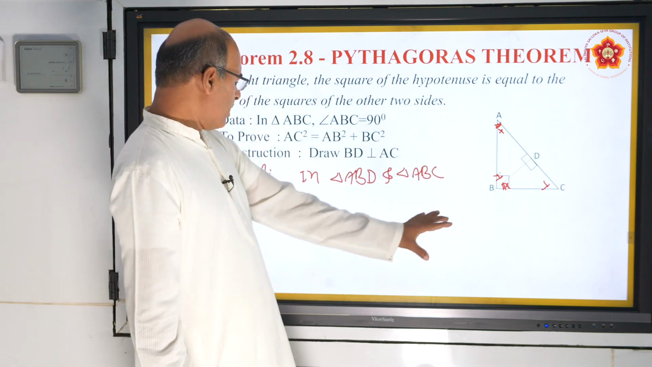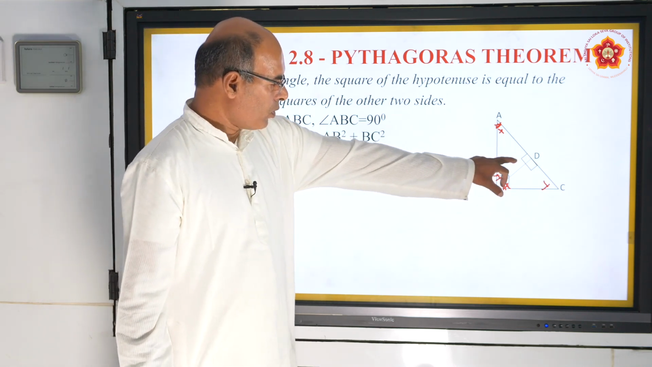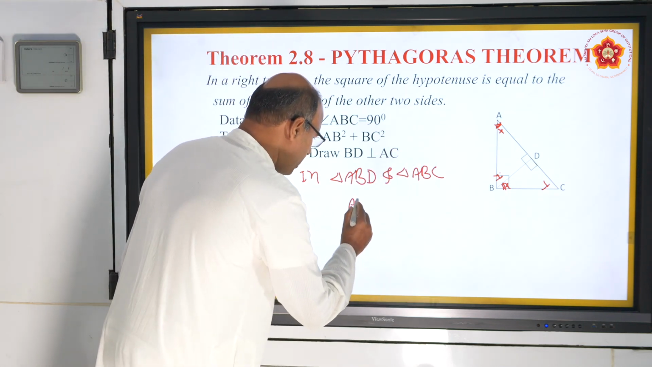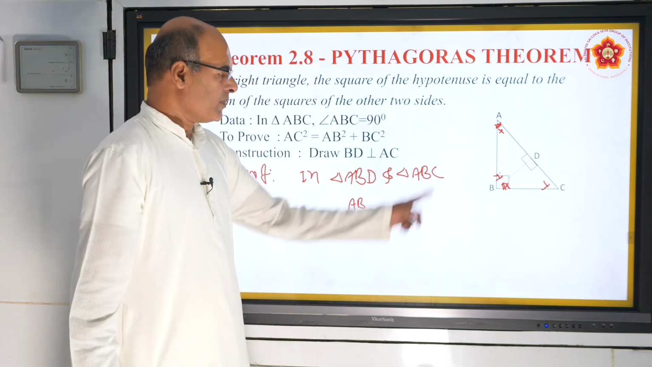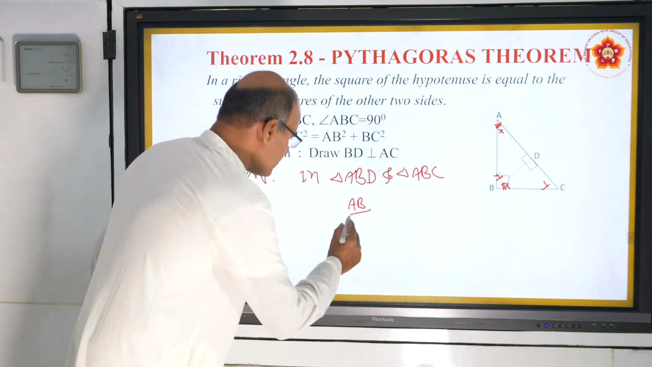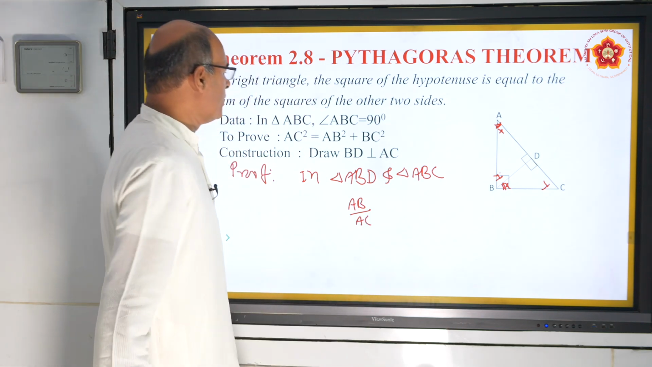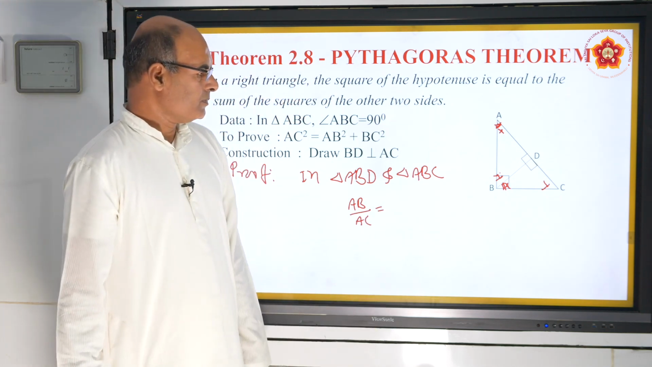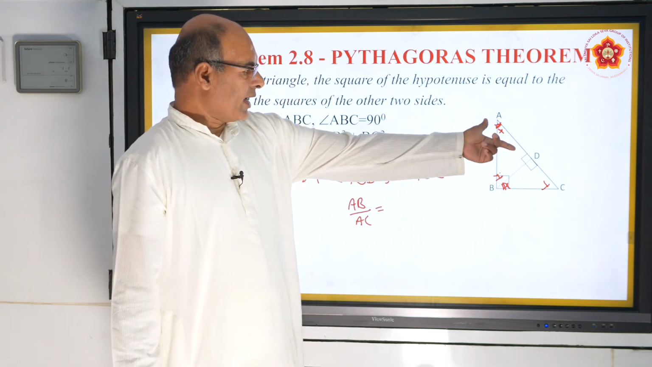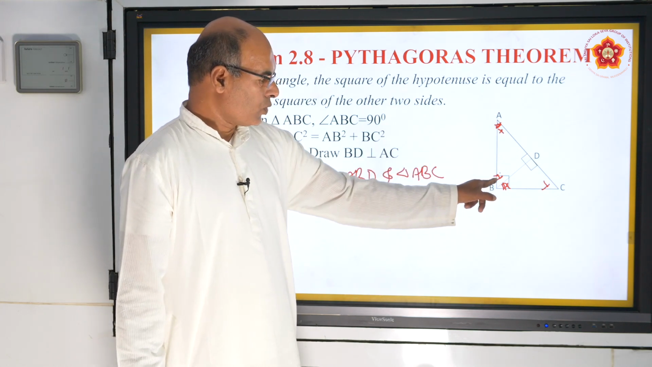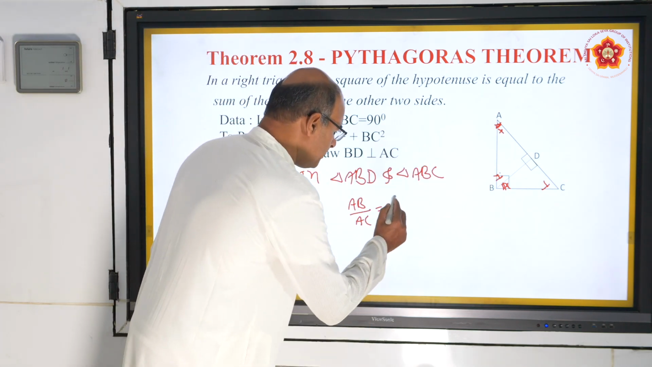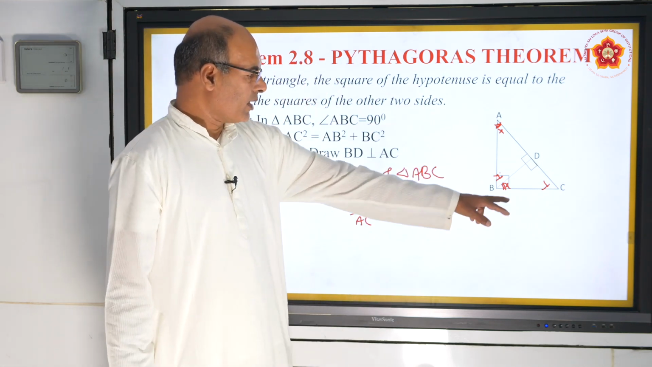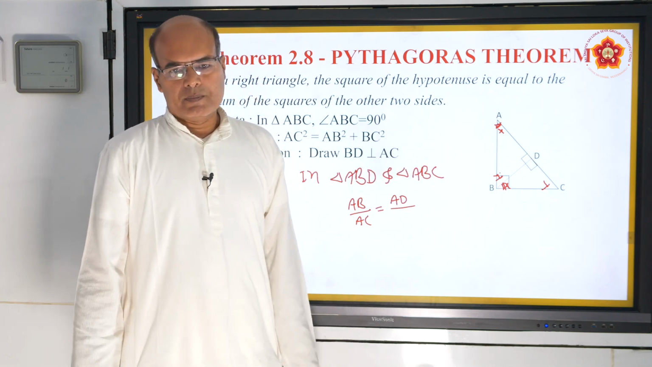So I will take AB of the small triangle. AB is opposite to 90 degrees. It is the hypotenuse of the small triangle, AB, divided by the hypotenuse of the big triangle, which is AC. Now write the other two pairs. So we take AD of the small triangle. AD is opposite to y here. AD of the small triangle divided by, in the big triangle, it is AB.